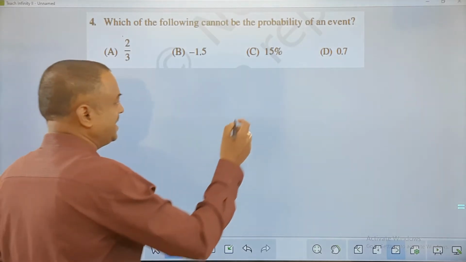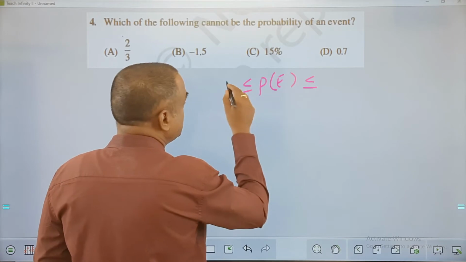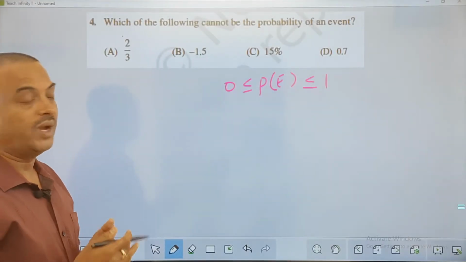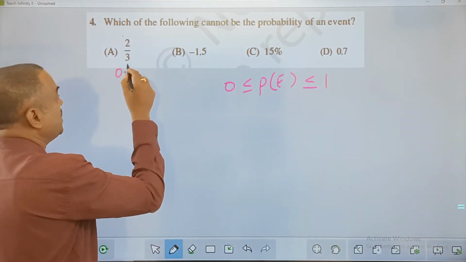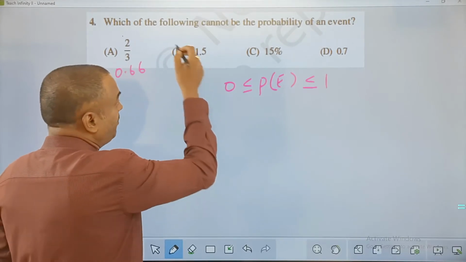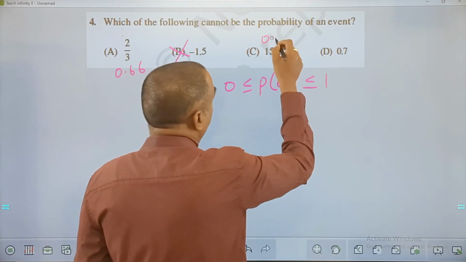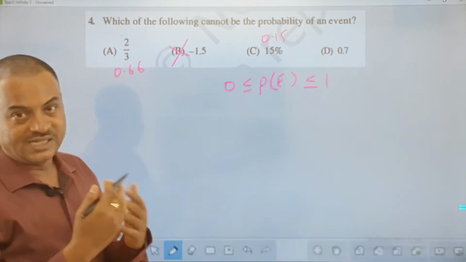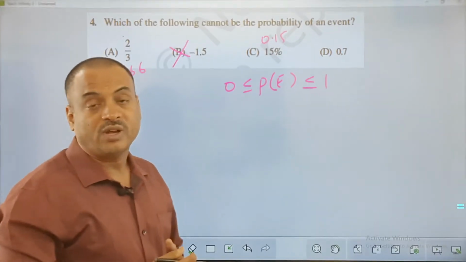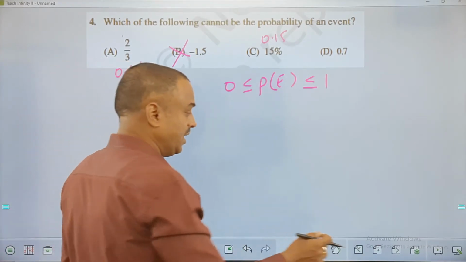Next. If I look at the next one, which of the following cannot be the probability of an event? Sir, we all know the probability of an event lies between 0 and 1. So in these 4 options, anything which lies between 0 and 1 cannot be the answer. The value of this is 0.66, which lies between 0 and 1. It is minus 1.5, definitely it is not between 0 and 1. 15% is 0.15 in decimal, easy to understand. Again, it falls between 0 and 1, and 0.7 also falls between 0 and 1. So my clear answer here is minus 1.5.